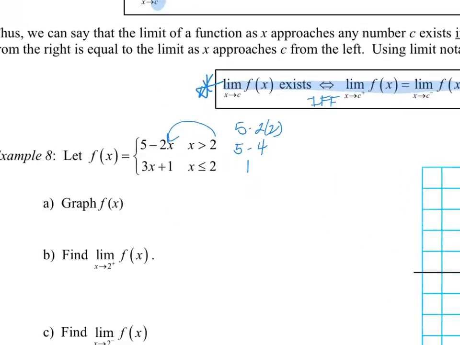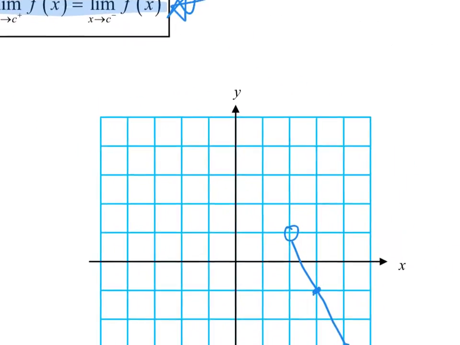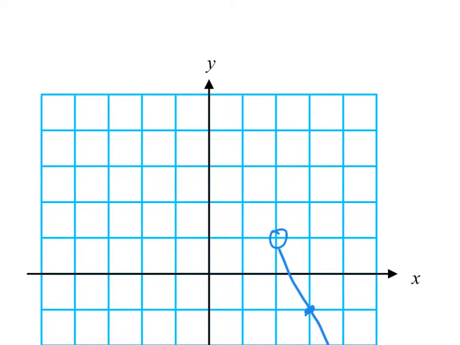We have to do the other one now. We have to plug in 2 for this one. So 3 times 2 plus 1. 3 times 2 is 6, 6 plus 1 is 7. So it's up at 7 for x less than or equal to 2. So at 2 it's 7: 1, 2, 3, 4, 5, 6, 7. It's a closed circle, and my slope is 3: up 3 over 1, up 3 over 1.